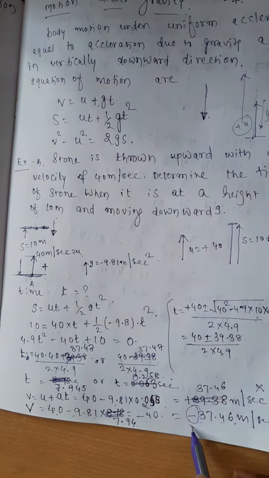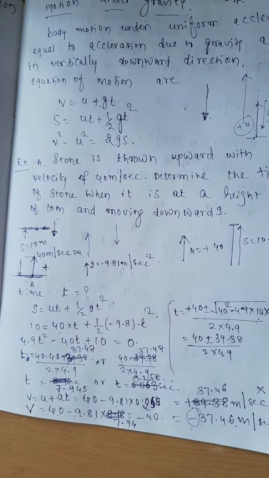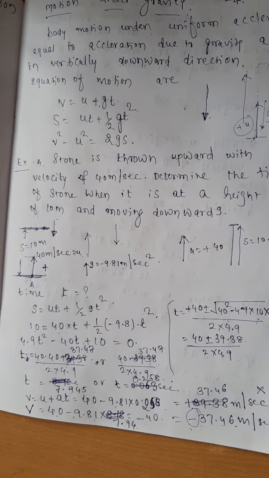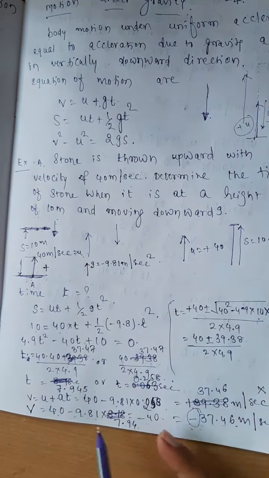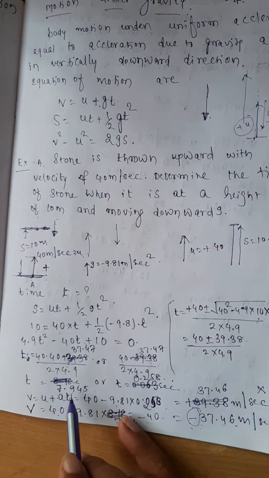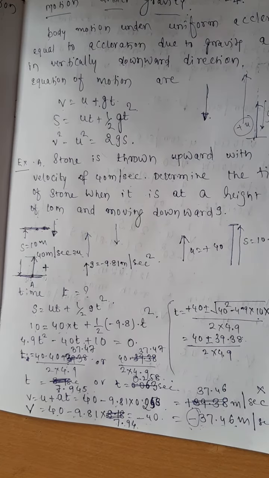So again the body was at this position, but its velocity is negative. What does this minus indicate? As I have taken up as positive, this minus indicates the body is moving in the downward direction. That is why my correct time, when the body will be at this particular point and is moving in the downward direction, is, yes, 7.945.